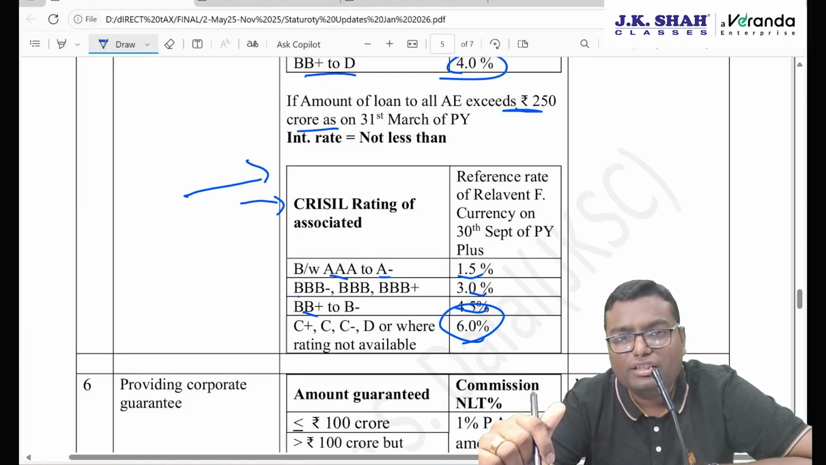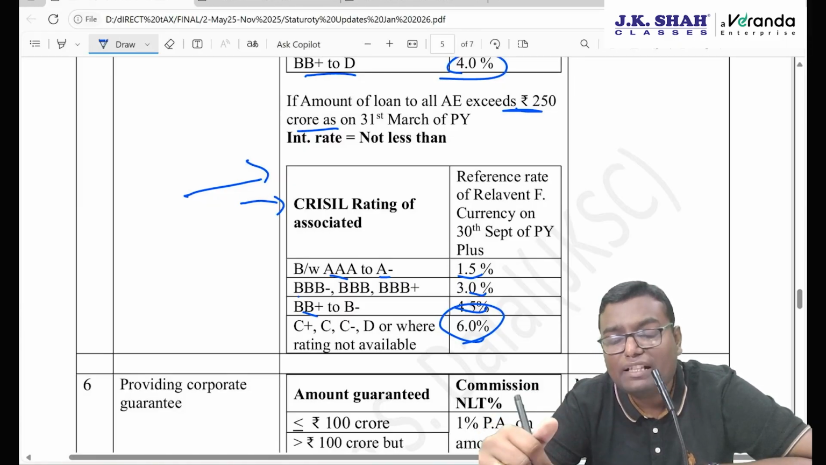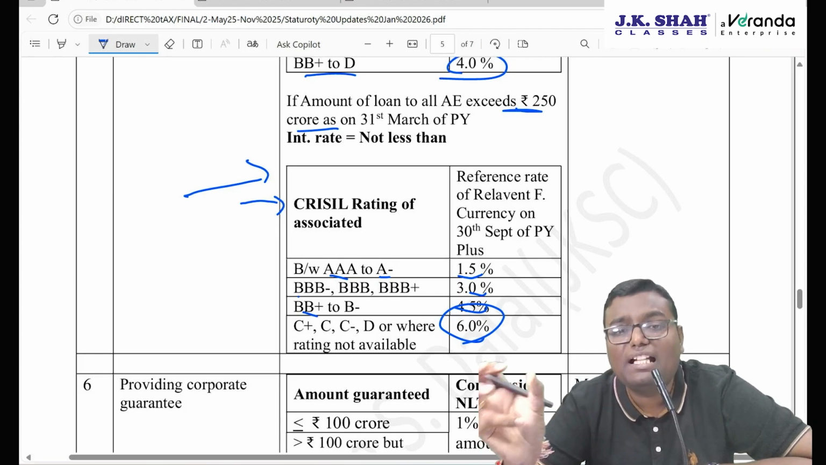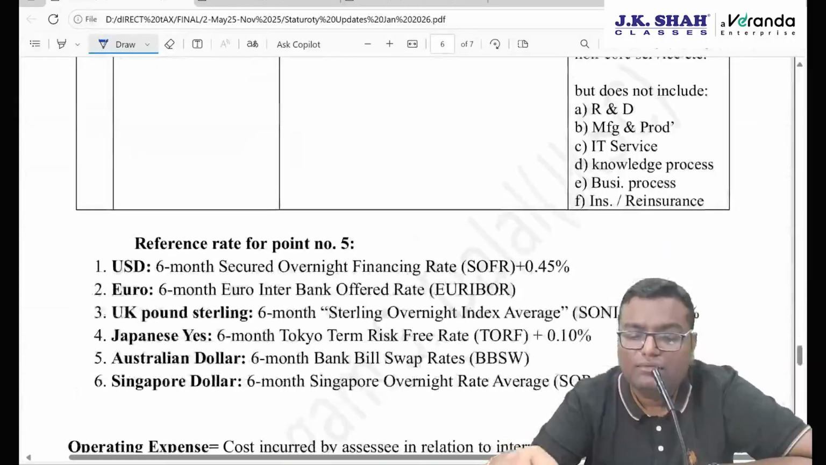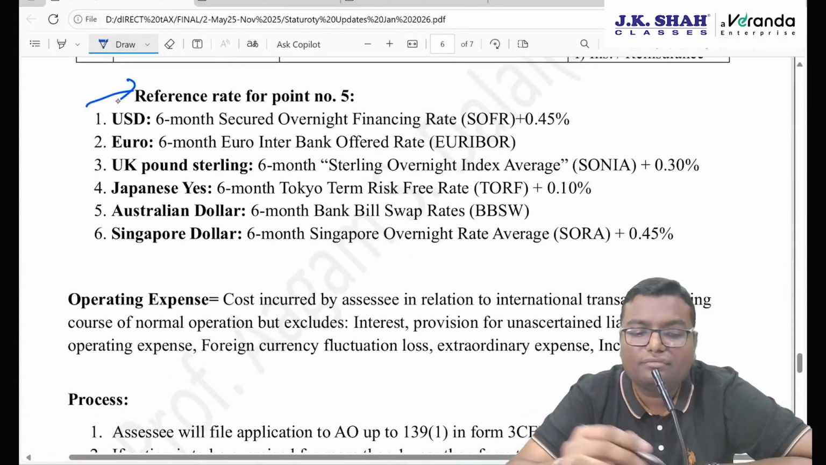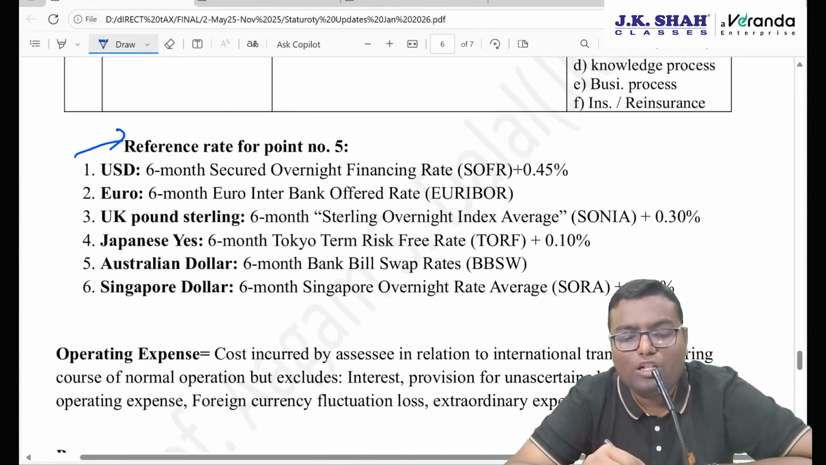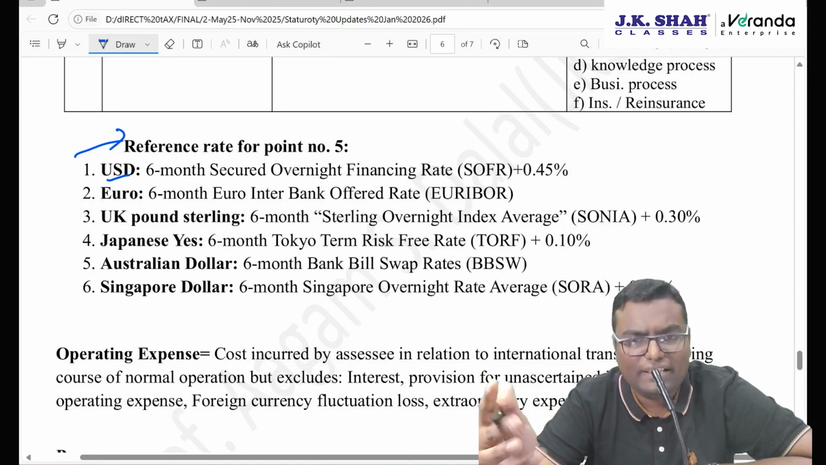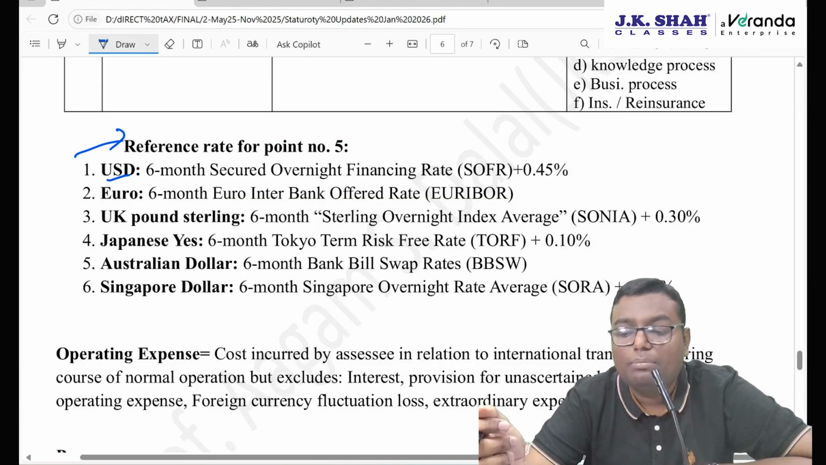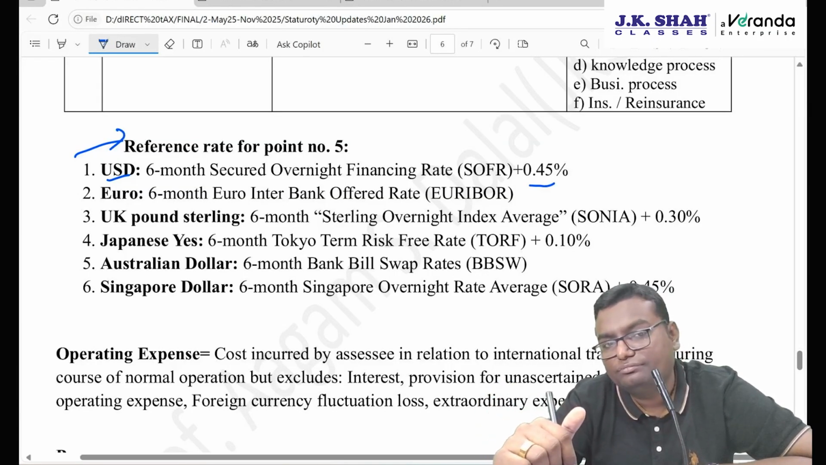Now the only question is, this rate is to be added into the 30th September reference rate. Then what is the meaning of reference rate? If your loan is denominated in US dollar, then the reference rate means 6 month secured overnight financing rate, that is SOFR, plus 0.45%.